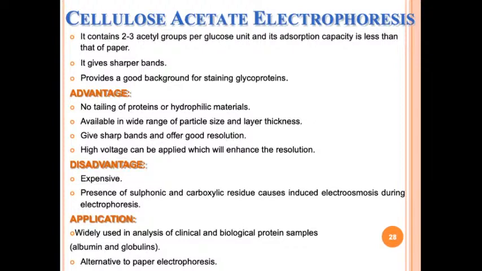So cellulose acetate electrophoresis: it contains 2 to 3 acetyl groups per glucose unit, and its absorption capacity is less than that of paper. It gives sharp bands and provides a good background for staining glycoproteins. It's mainly done to check for glycoproteins. Advantages: high voltage can be applied to enhance the resolution, it gives sharp bands, and a wide range of particle size and layer thickness is possible. Disadvantages: it is expensive, and the presence of sulfonic acid and carboxylic residues causes induced electroosmosis during the electrophoresis. Clinical and biological protein samples are used in this case, and it's a quite good alternative to paper electrophoresis.